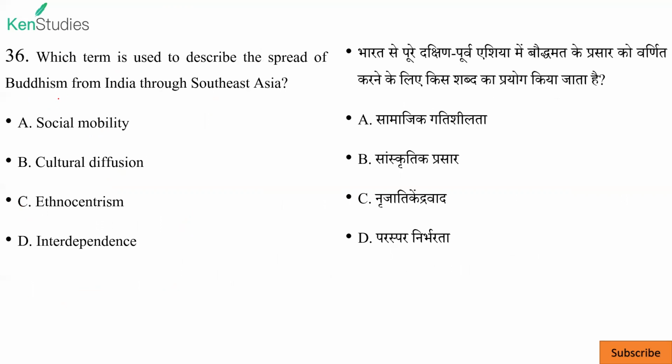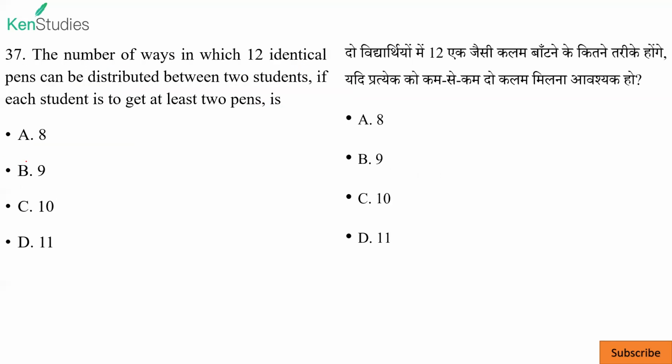Next, question 36. Which term is used to describe the spread of Buddhism from India through Southeast Asia? So is it social mobility? No, social mobility means society as such is moving, but this is about cultural diffusion, Sanskritik prasar. This is the correct answer.